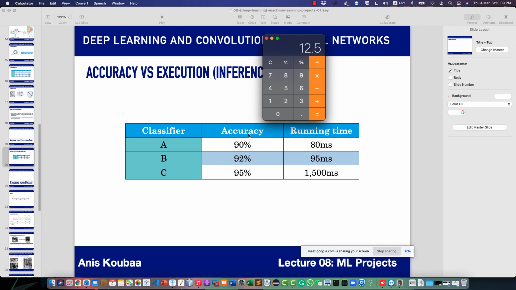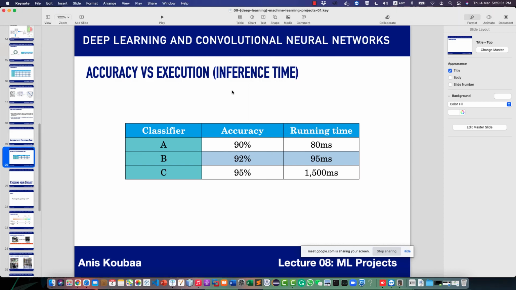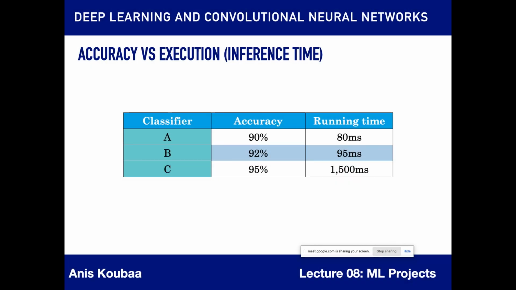will give you about 12 frames per second, but this will give you only 90% accuracy. And if you use 95 ms, we can divide 1 by 0.095, and this will give you only 10.5 frames per second. And of course, classifier C will not even give you 1 frame per second. So it depends on what you want to achieve as real-time performance.